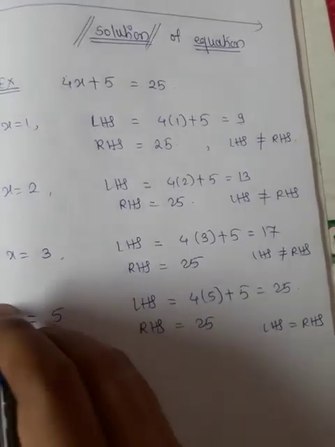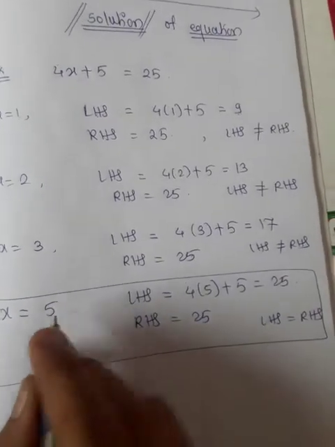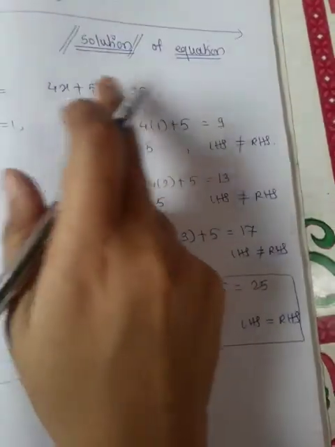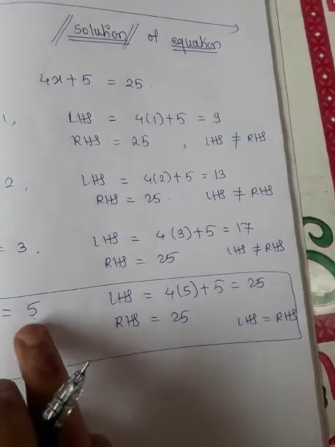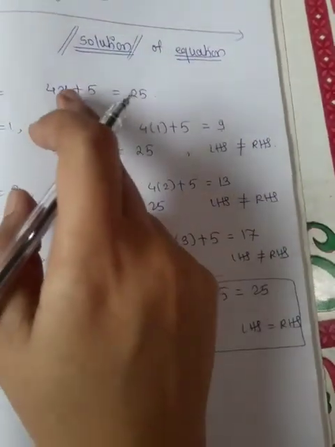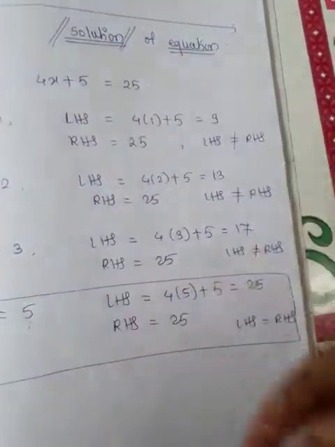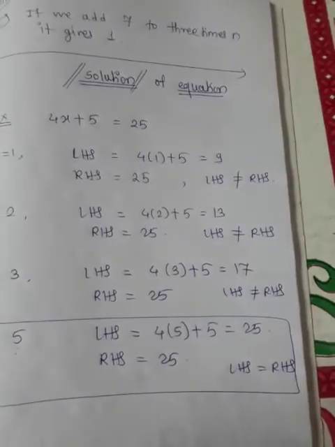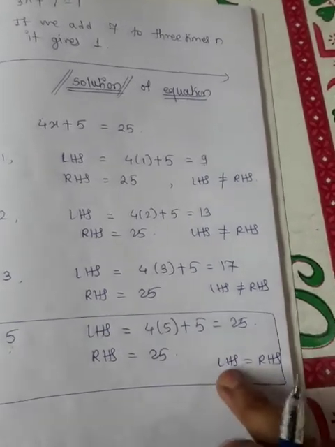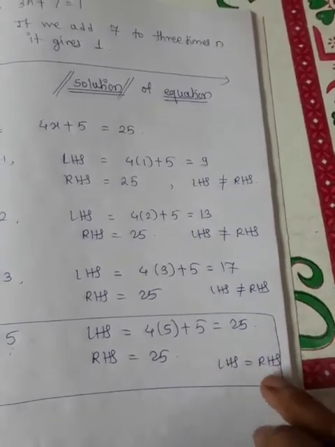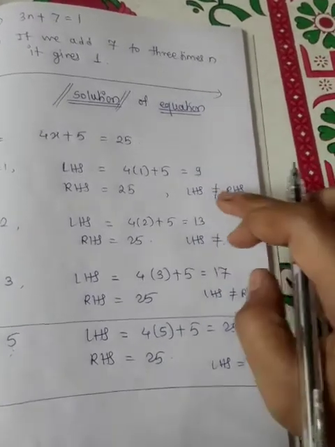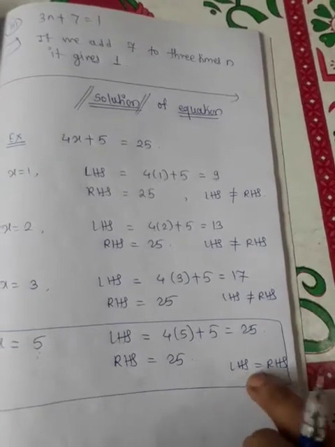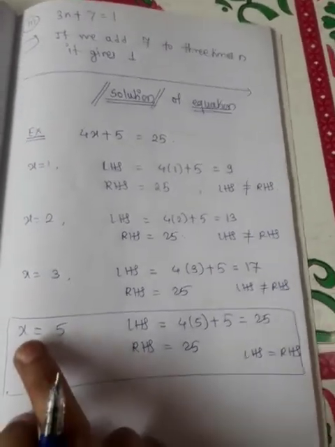So see, the value 5 satisfies the given equation, because if we put the value of x in LHS, it gives the same value as RHS. And for an equation, the most important condition is that the value of LHS must be equal to the value of RHS. In all the above cases, it is not satisfied. In the case of 5, it is satisfied, LHS is equal to RHS. So x is equal to 5.